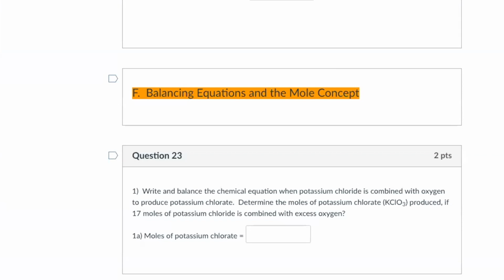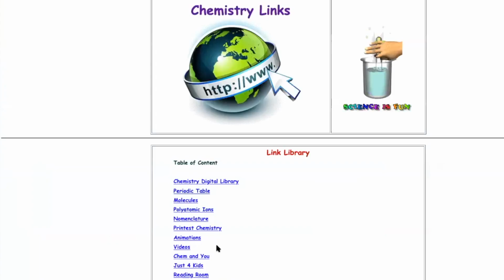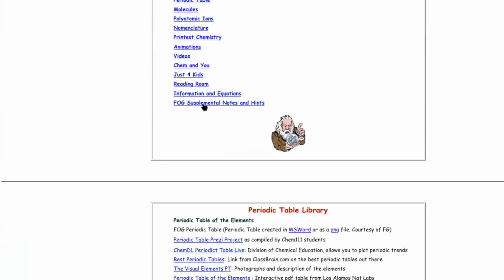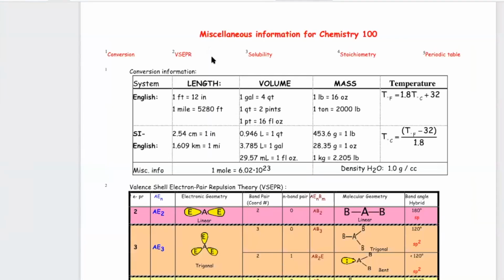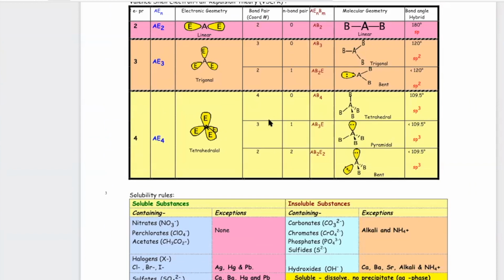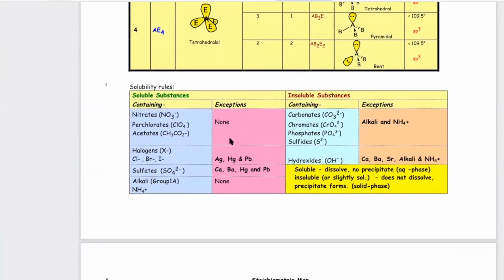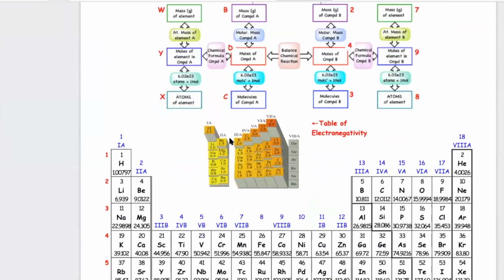Let me show you what the sequence is for that particular problem using the stoichiometry map. Go to my website, go to FOG Links, go to information and equation. There's an equation page right here for your midterm. Here you have the molecular geometry. Here you have the solubility rules, but here's the stoichiometry map and the periodic table.